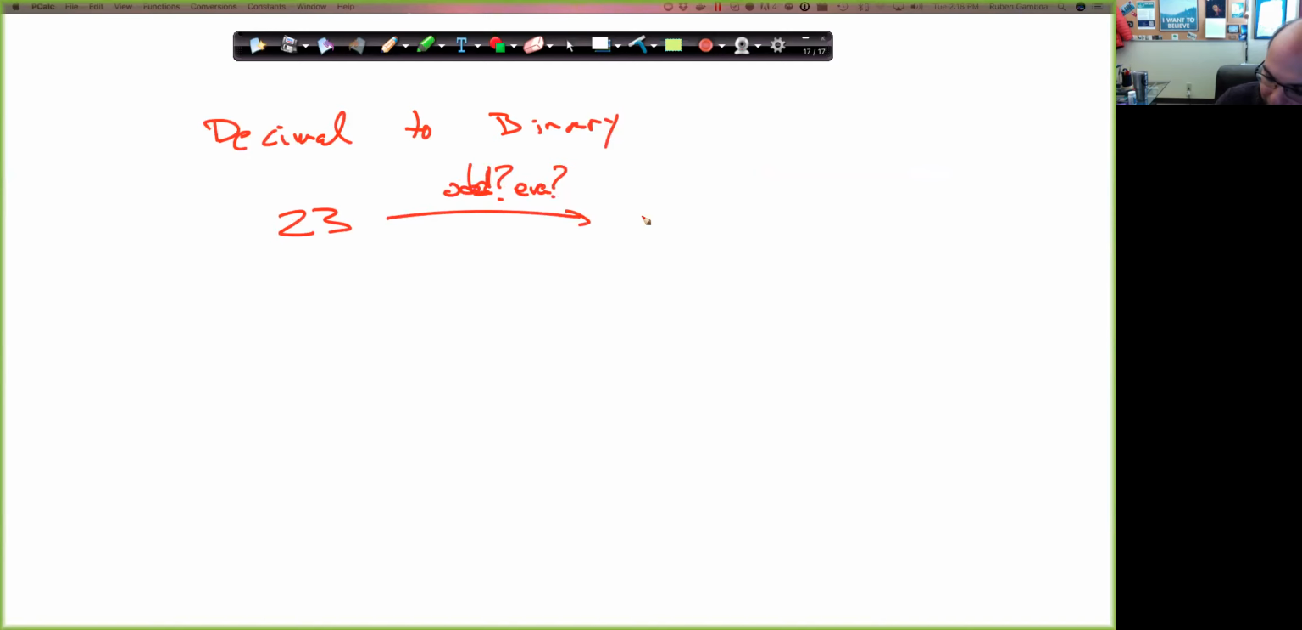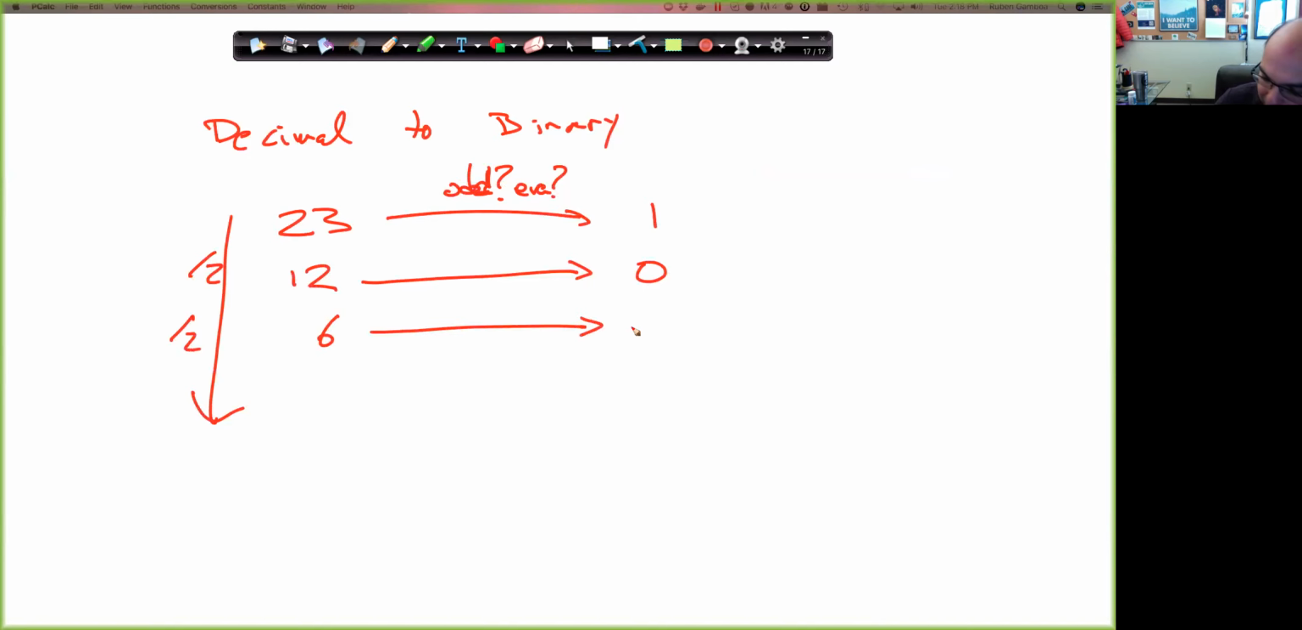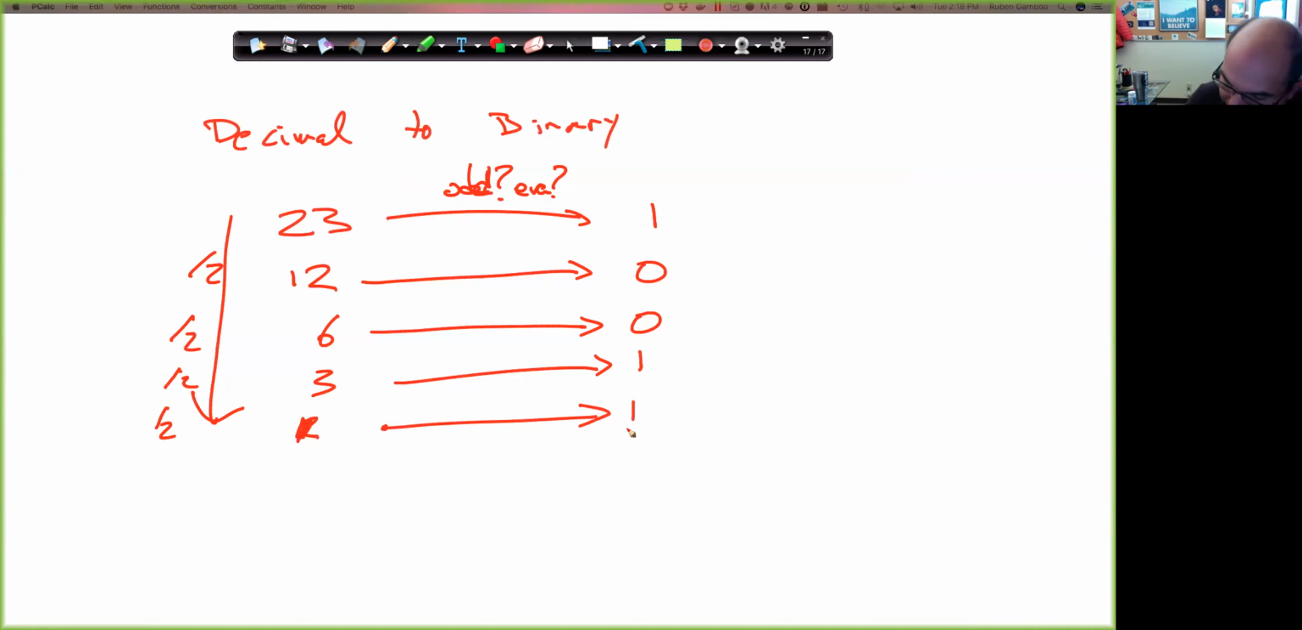If it's odd, you'll put a 1. If it's even, you'll put a 0, and then you'll divide by 2 going down. So 23 divided by 2 is going to be 12, because we get rid of the remainder. That is even. Again, divide by 2, 6. That is also even. Divide by 2, 3. That is odd, so we put a 1. Divide by 2, we'll get 2. I'm sorry, what am I doing? Hang on, 23 divided by 2 should have been 11. Oh, I have to start over. Bummer. Let me use the eraser here.